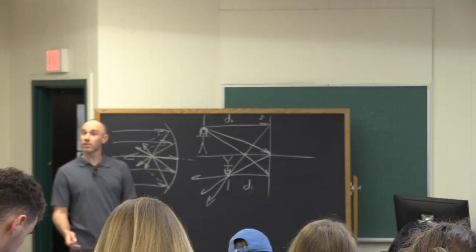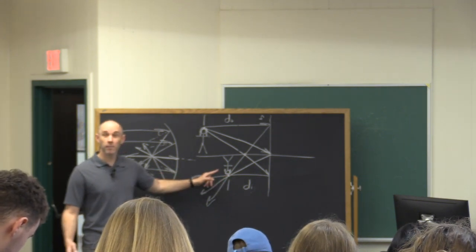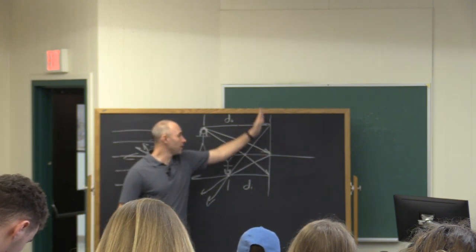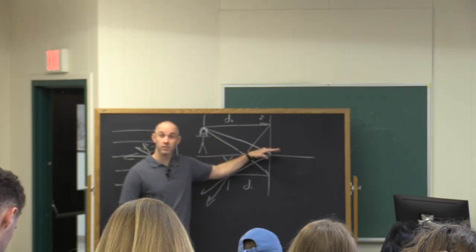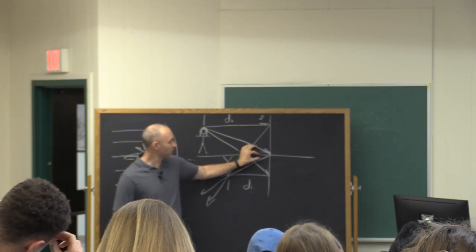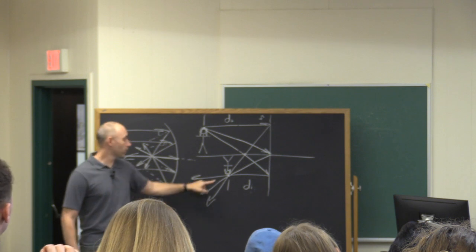The last one I draw, just to check my answer, because I know they cross there, but I want to make sure that I'm right. The last one I draw hits the intersection of the mirror and the axis. And at that spot, the normal is along the axis, so whatever angle this is equals that angle. It comes out at the same angle, and that's where they meet.